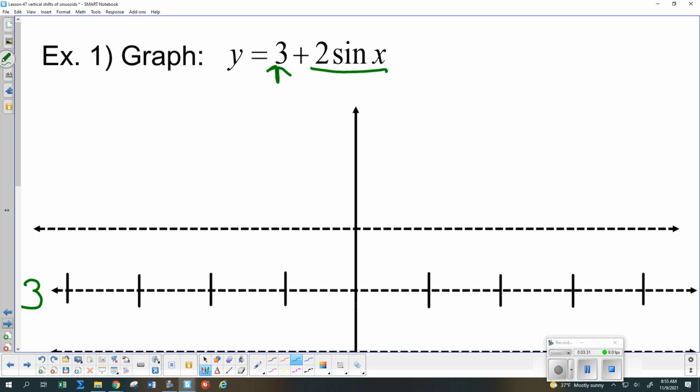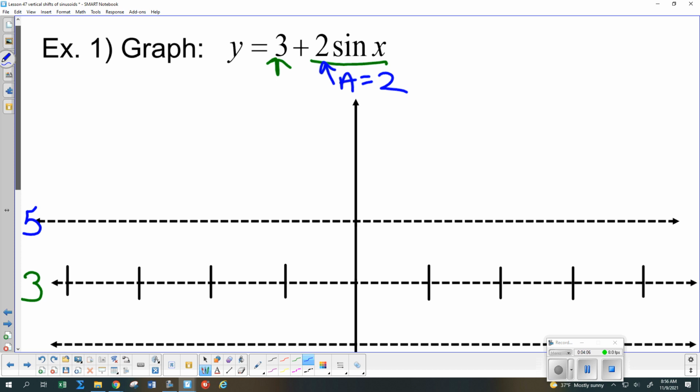Now, if we didn't have the plus 3, what is it that the 2 would tell us in front of sine x? What is the 2 going to tell us, Olivia? So it's going to tell us that we go up and down 2. But since we're not starting at 0, we're not going to go up to 2 and down to negative 2. We're going to start at 3 and go up to, the amplitude is 2. So if we go up 2, we go up to 5. And if we go down 2, we go down to positive 1. None of those are the x-axis. That's why they're all dotted.